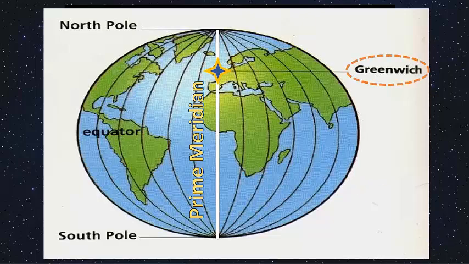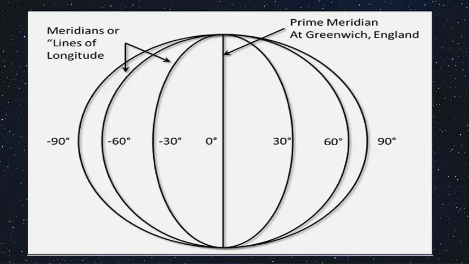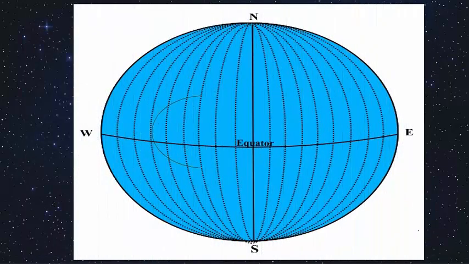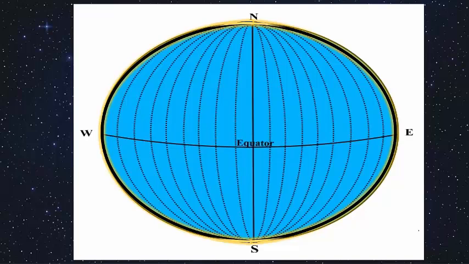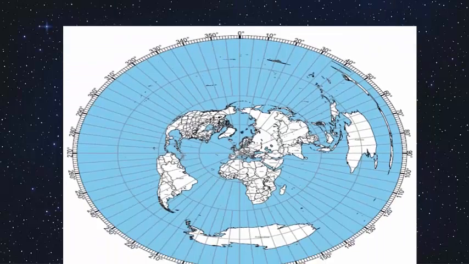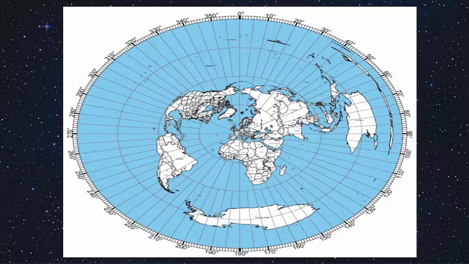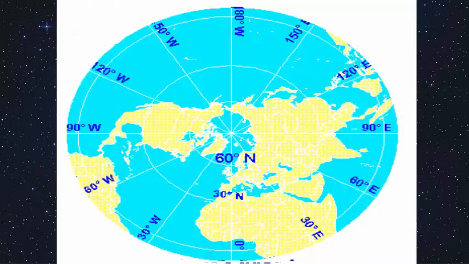All other lines running from the North Pole to the South Pole are called meridians of longitude. These longitudes are semicircular lines, and two opposite longitudes together will form a complete circle. There are 360 meridians of longitude in total, that is 180 degree east and 180 degree west.